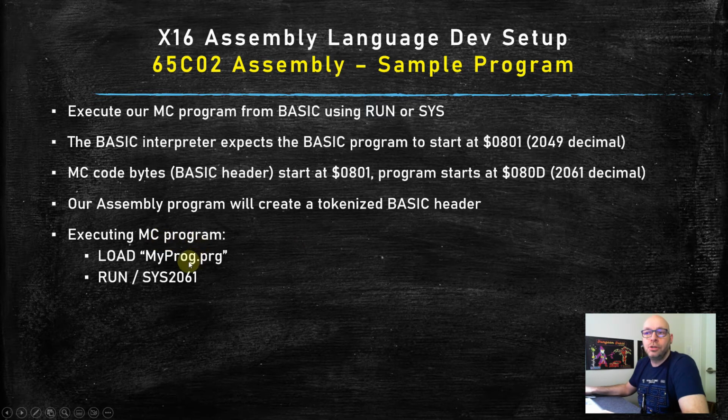We can do that in two different ways. First, we need to load our program into memory using this load instruction here, load myprog.prg, assuming your program is called myprog, or it could be called whatever you save your program as. Obviously, you would load it into the emulator using this load instruction here. So that will load our machine code program into memory, but then we need to execute our machine code program, which we will do either by using the run command or the sys2061 command.